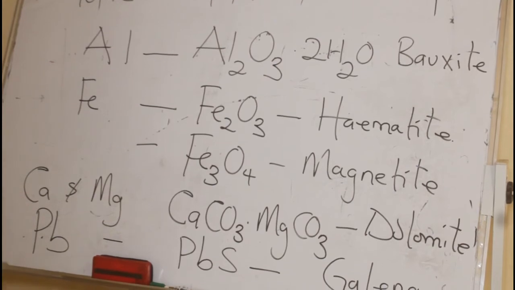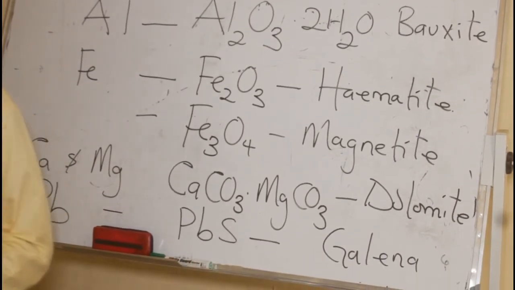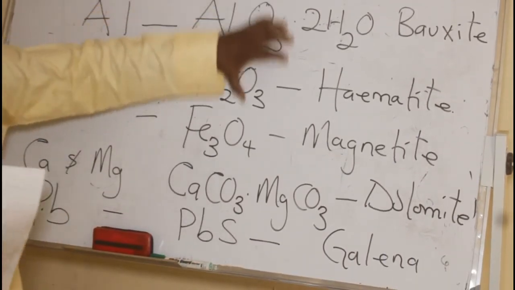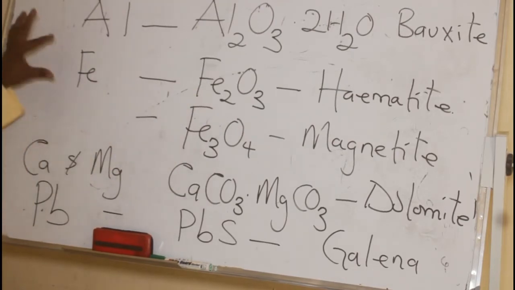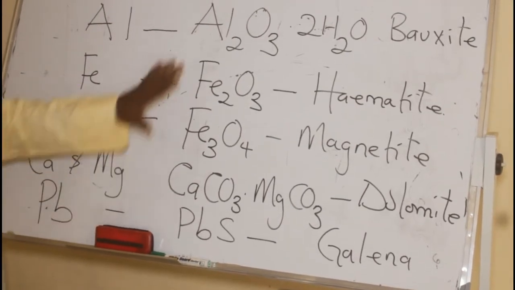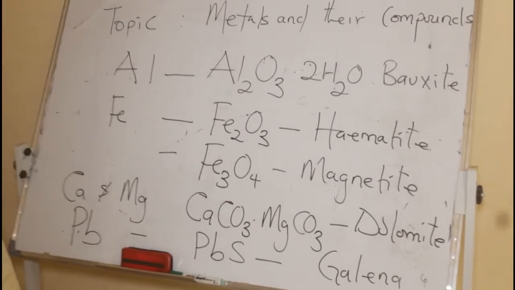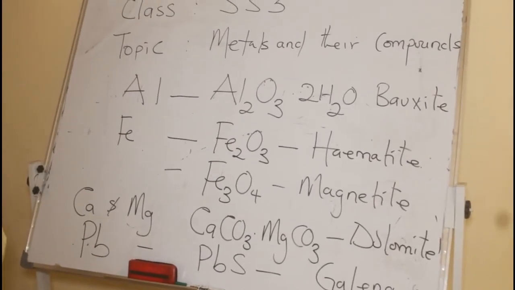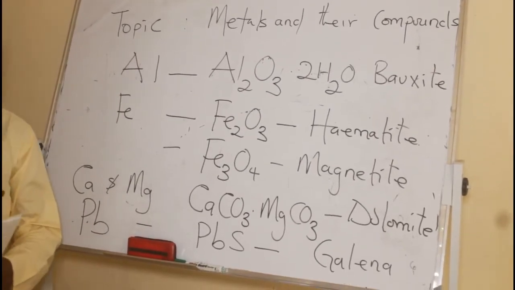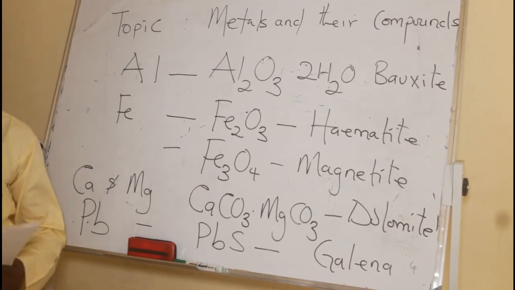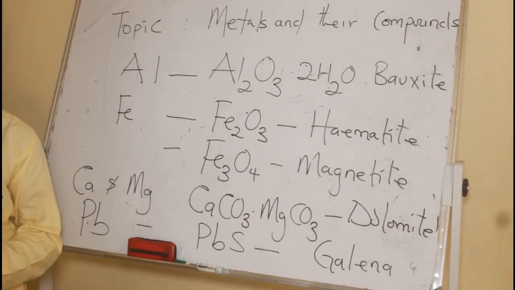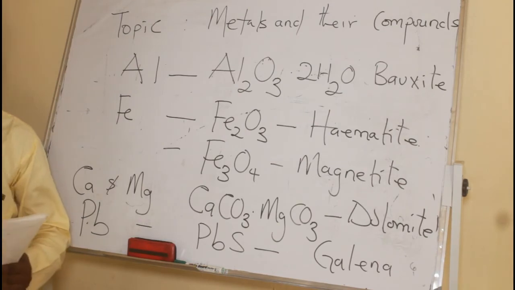Are you following? So these are the ores. You can't get aluminum just like that, or potassium, or calcium, or lead. They normally exist in this form. When you look at your book, you will see other ores for tin, for sodium. Sodium normally exists as rock salt, sodium chloride that you know, but it contains some impurities.